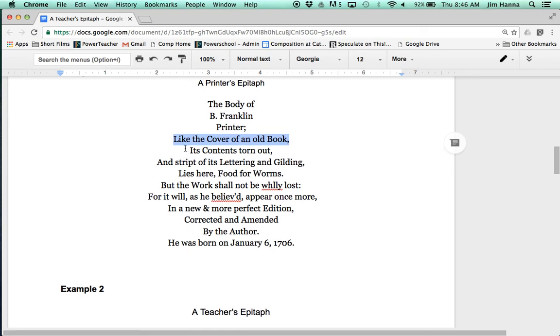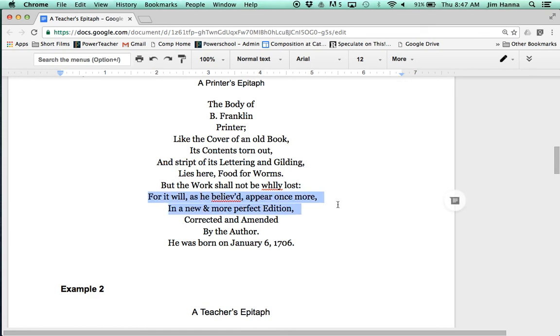All right, and now we start the extending part of the metaphor. So its contents torn out and stripped of its lettering and gilding, lies here food for worms. But the work shall not be wholly lost, for it will, as he believed, appear once more in a new and more perfect edition, corrected and amended by the author.